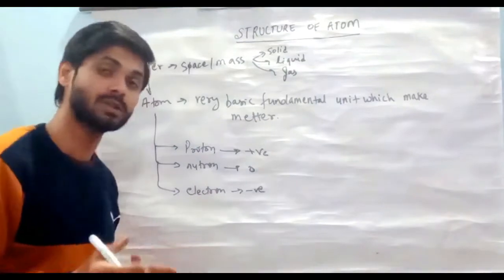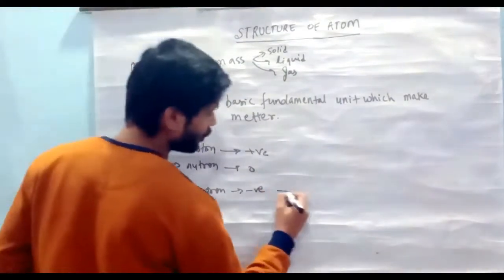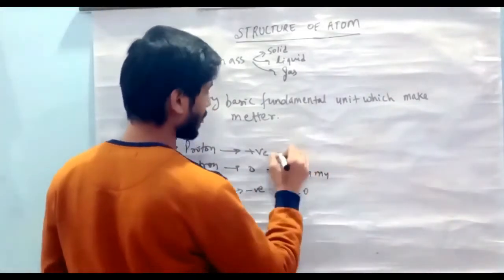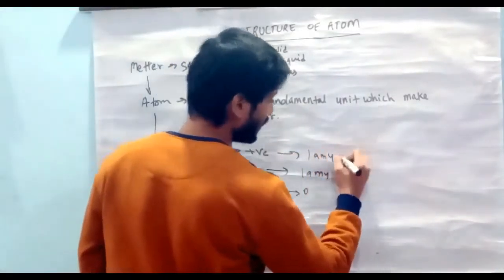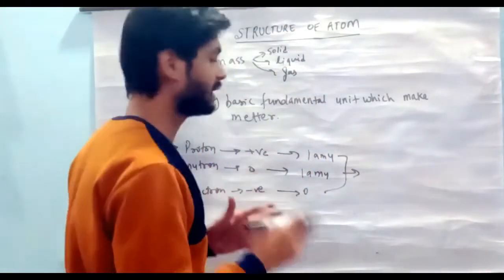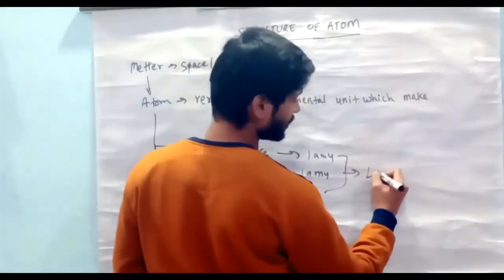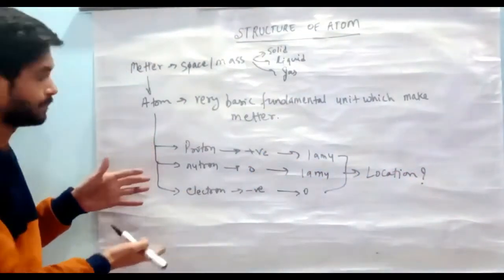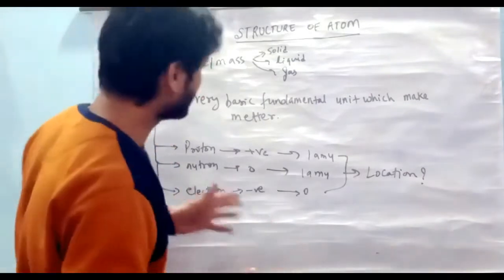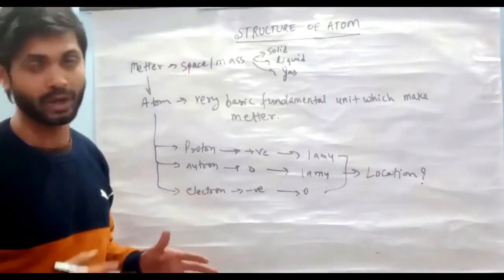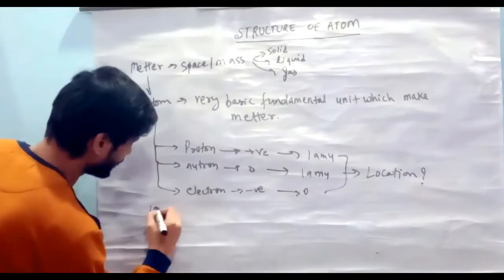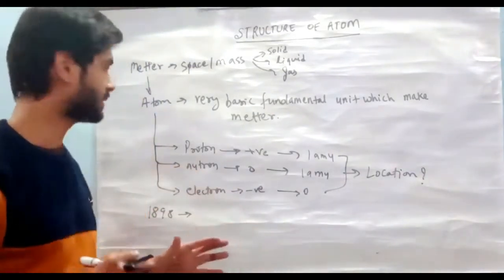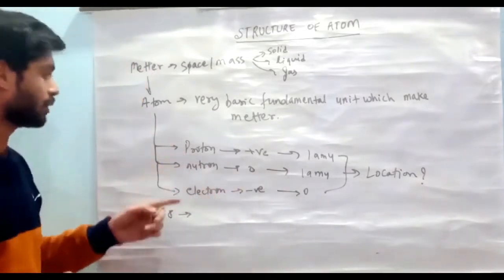They also have some mass, but not electron. Electron has approximately zero mass, but neutron has one atomic mass unit, and proton also has one atomic mass unit. Now in this topic, we have to understand where the location of these particles is in the atom. To understand that, we have to go to 1898. That was the time when neutron had not been discovered by any scientist, so most scientists worked with proton and electron only.